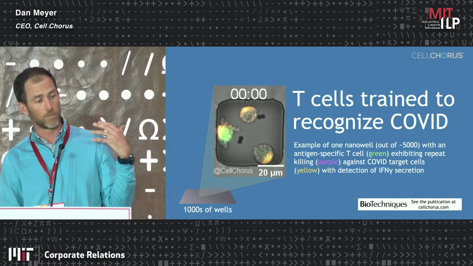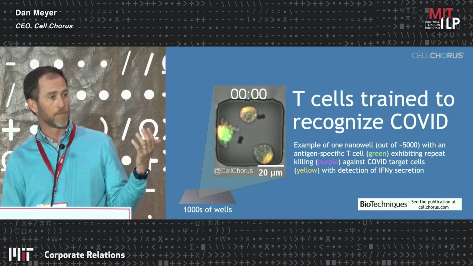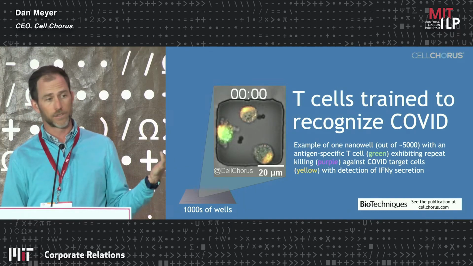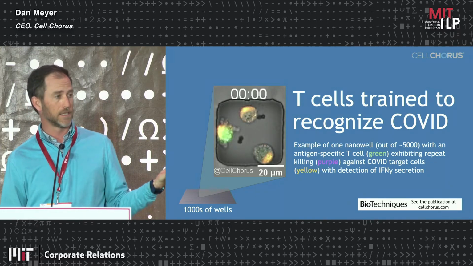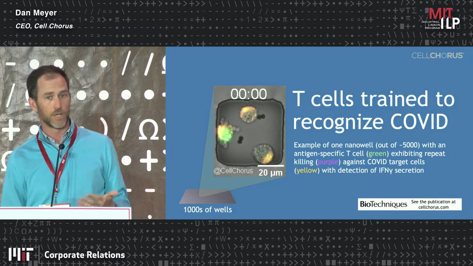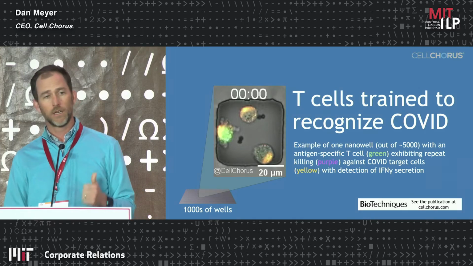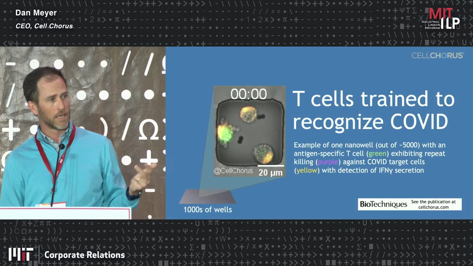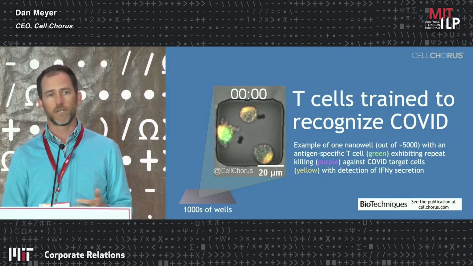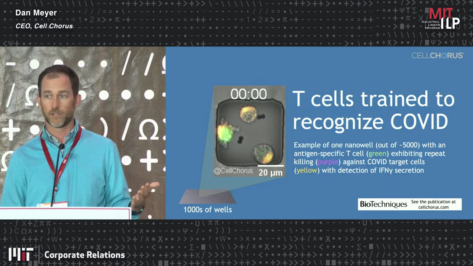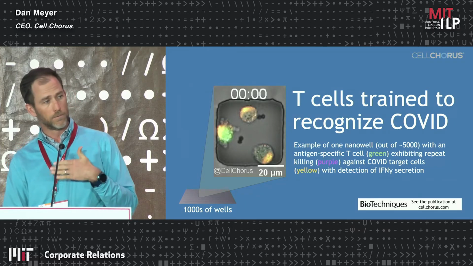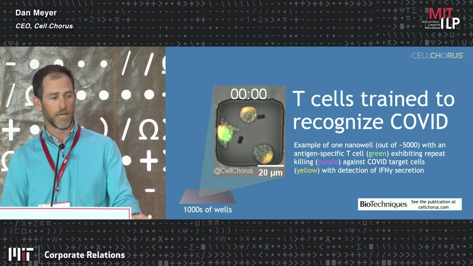It needs to form a stable synapse with the target cell, kill that cell, and if it's going to be a serial killing T cell, it needs to then move on and do it again. And CellChorus uses AI to measure the motility, the contact dynamics, killing, subcellular activity and trafficking, morphology, cytokine secretion, et cetera, of every cell or interaction in every well.